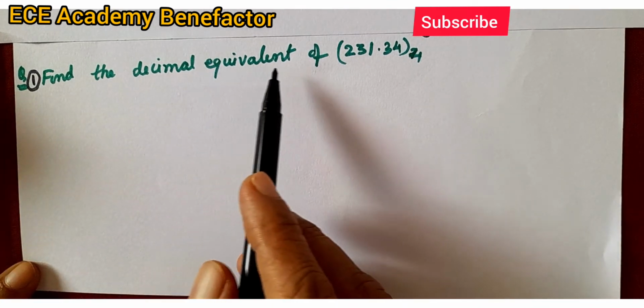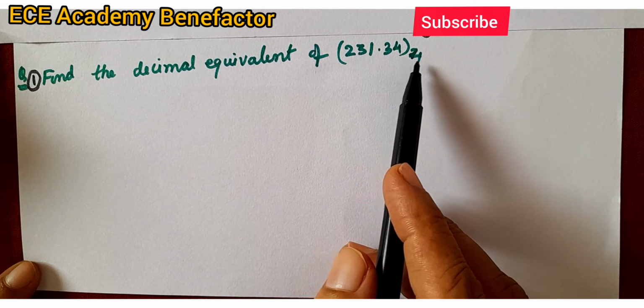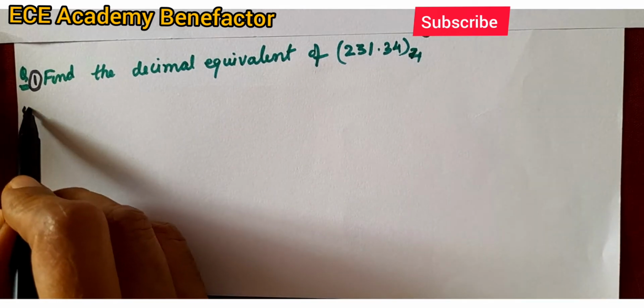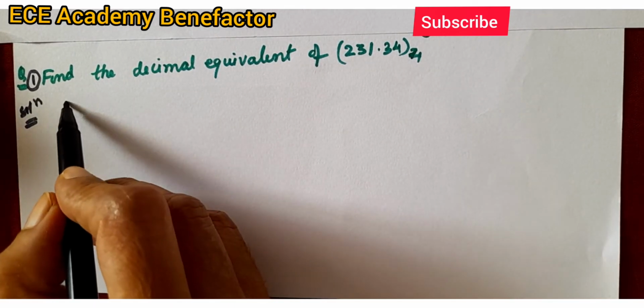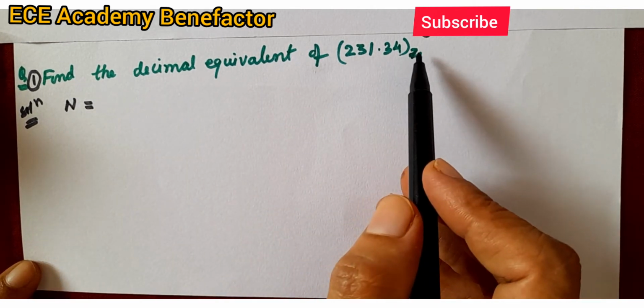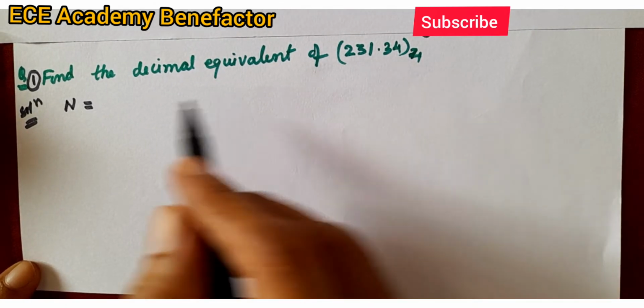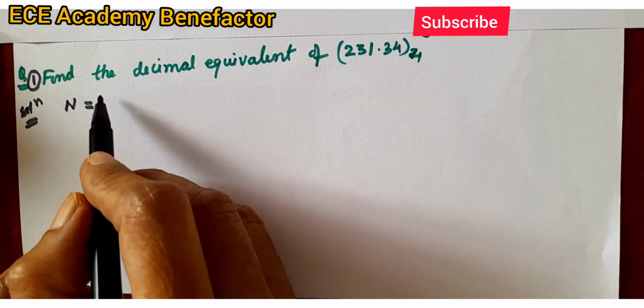Find the decimal equivalent of 231.34 to the base 4. Start the solution. We are finding the decimal equivalent, so write it as capital N. As it is base 4, we will write how the numbering starts.